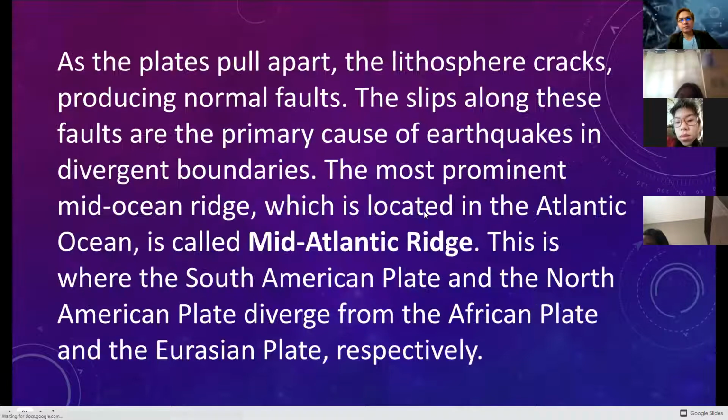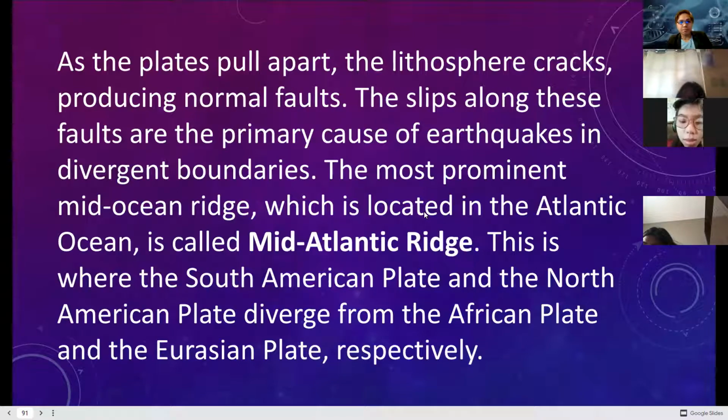As the plates pull apart, the lithosphere cracks, producing small faults. The slips along these faults apparently cause earthquakes. Again, earthquake is always associated with plate tectonics movement, and of course volcanic eruption. I think I've discussed this in the lower years. If there is a volcanic eruption, the tendency is there is also a movement of plates. That is the reason behind it. The slips along these faults are primarily the cause of earthquakes in divergent boundaries.